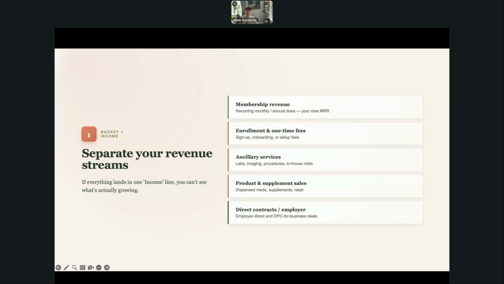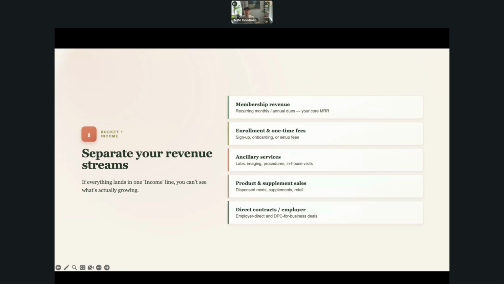Another big one is separating out your enrollment and one-time fees. We want to know what's recurring and what's not recurring. So by pulling out your sign up or onboarding fees, setup fees, we want to see, okay, because we just opened and we're bringing on 10 or 15 patients a month, I'm going to have a big jump in my enrollment fees that I'm not expecting to have the next year.